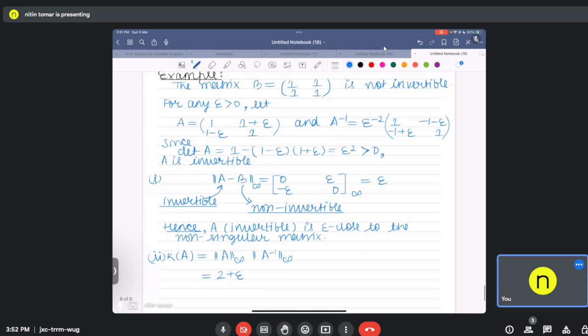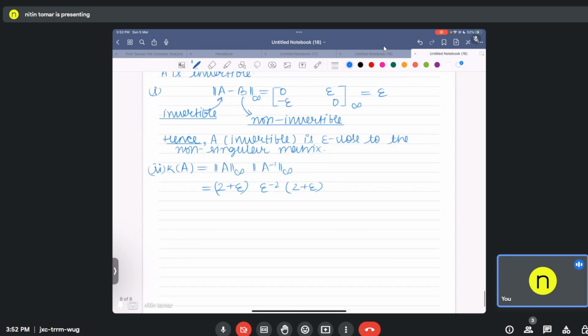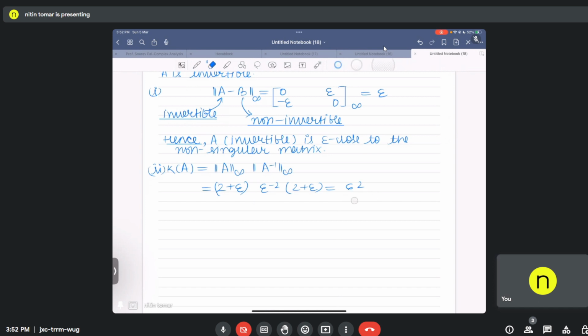So what is the A inverse L infinity subordinate norm now? Will it be 1 upon epsilon square times 2 plus 2 epsilon? So it is actually 2 plus epsilon by epsilon square, am I correct? Yes, you are correct. So this is actually 2 by epsilon times 2 by epsilon plus 1, whole square.